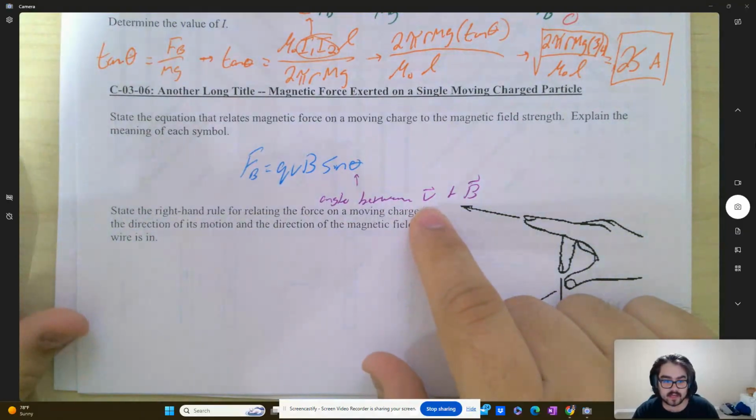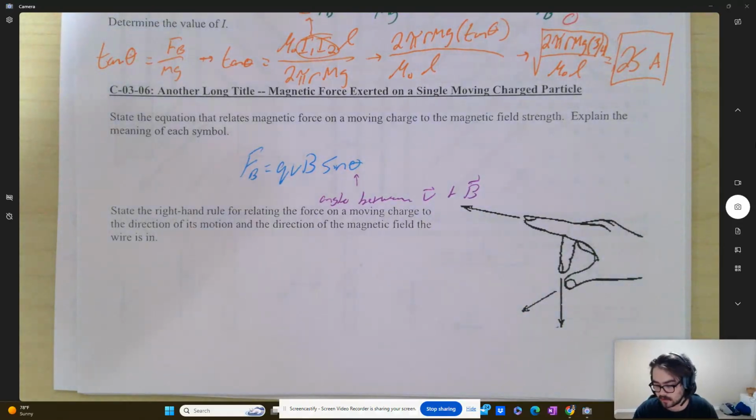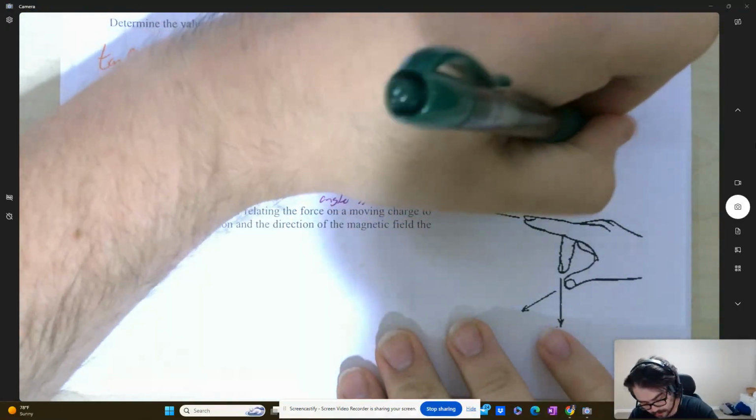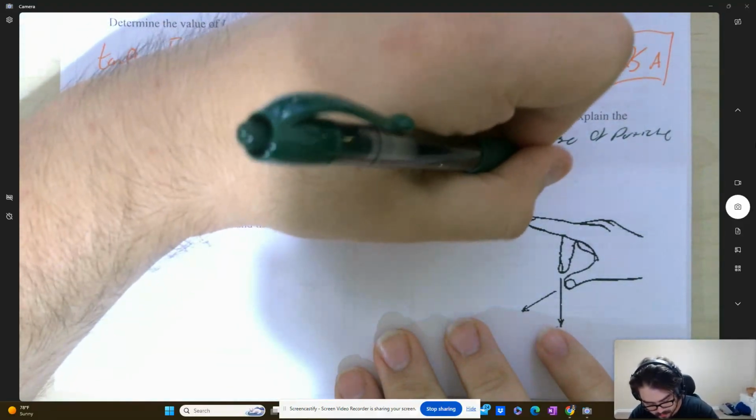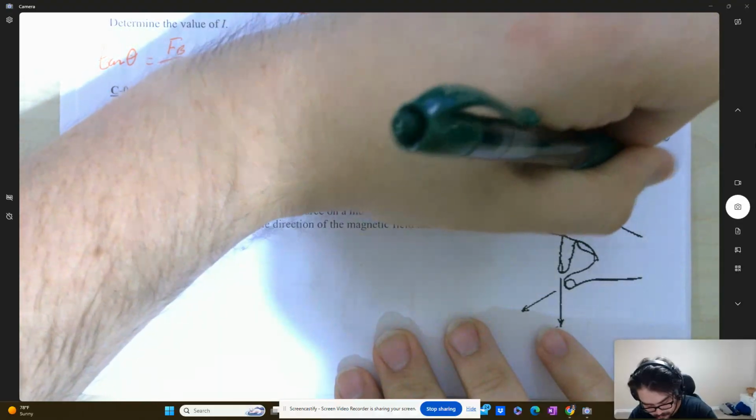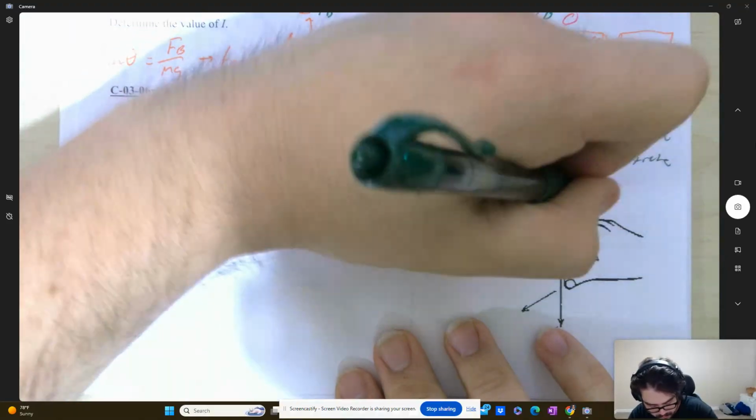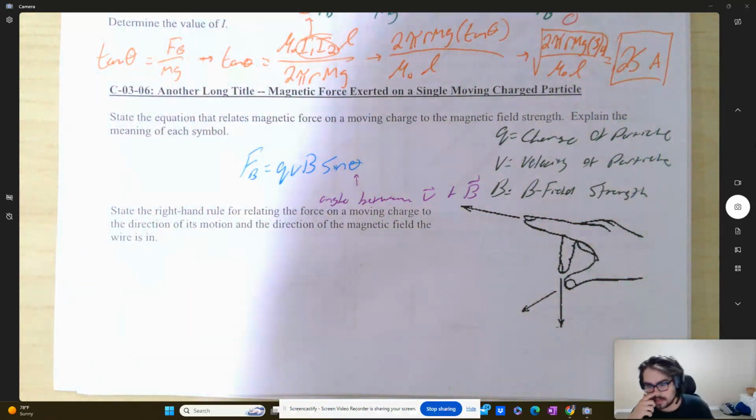So the velocity, right? A charge is moving in a field. This is the direction of its motion, right? Velocity. It's basically the angle between the direction of the motion and the B field. All these variables are things that you should already know. Q is charge of particle. V is the velocity of particle. And then B is the B field strength. Those are all pretty straightforward.